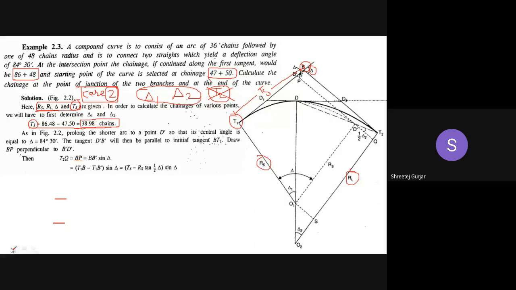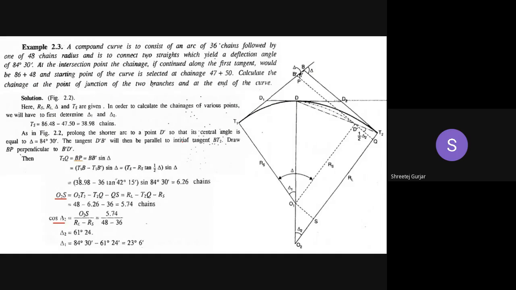So if you just scroll through your case number 2, we have with us various formulas. The first formula that we have with us is BP. As I've told you, first you have to calculate BP, then you have to calculate B dash P, then you have to calculate O2S, and then you have to look into this particular smaller triangle. These are the steps which you have to follow.